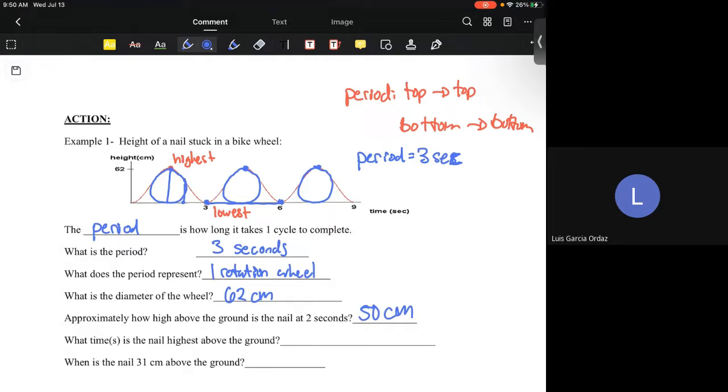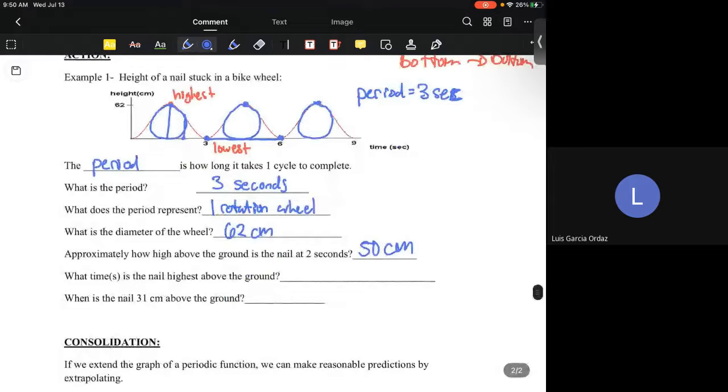The next question is, what times is the nail highest above the ground? So that would be at, so this is 0, halfway between 0 and 3 is 1.5 seconds. 3 to 6, we have 4.5 seconds. And then 6 to 9, we have 7.5 seconds.